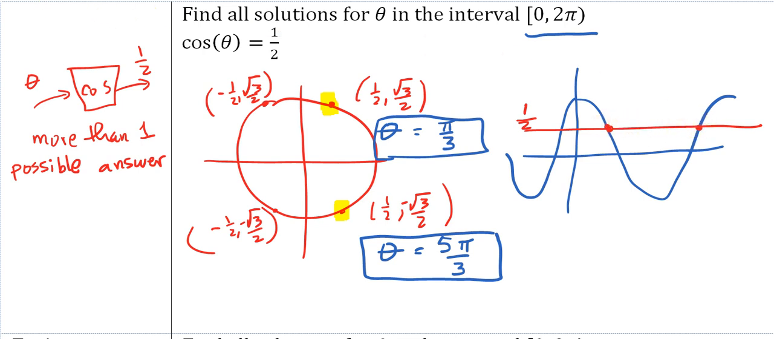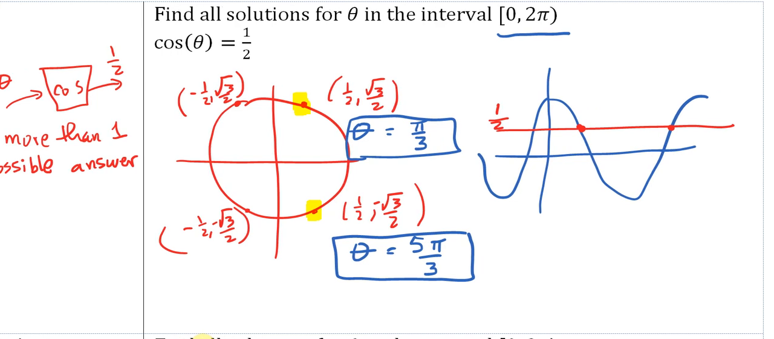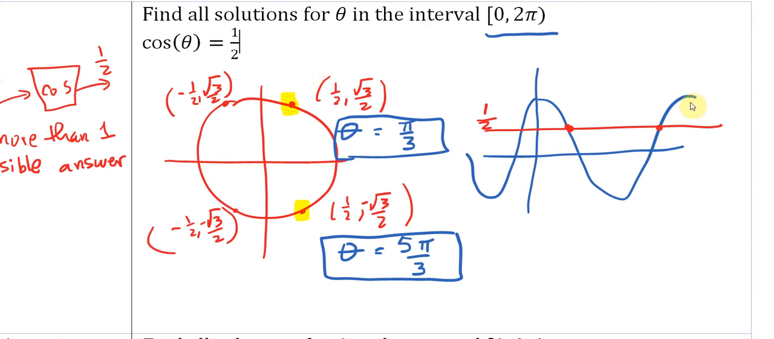If we were to extend the cosine function, this wave goes on forever and forever, but we're only concerned with between 0 and 2 pi. At this point here, this is 2 pi. This line is going to intersect the wave several more times to the left, but we're only concerned with the solutions in this particular interval.